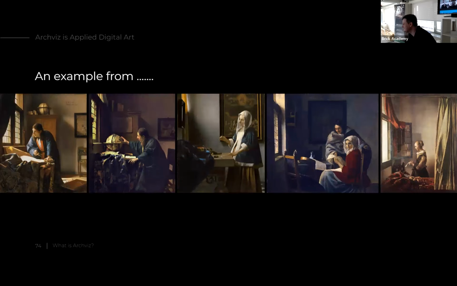Anyone knows who is the painter? I knew you don't know. From where? From Netherlands? Yeah, that's getting closer. I don't remember. Vermeer. I don't know how you have to pronounce it. Vermeer from the Netherlands. Yes, exactly.